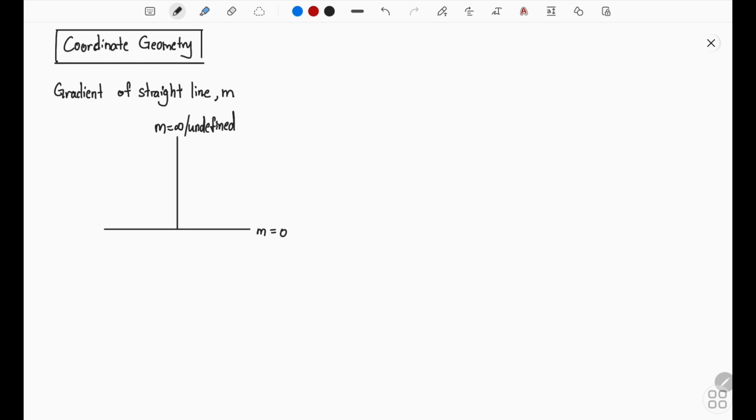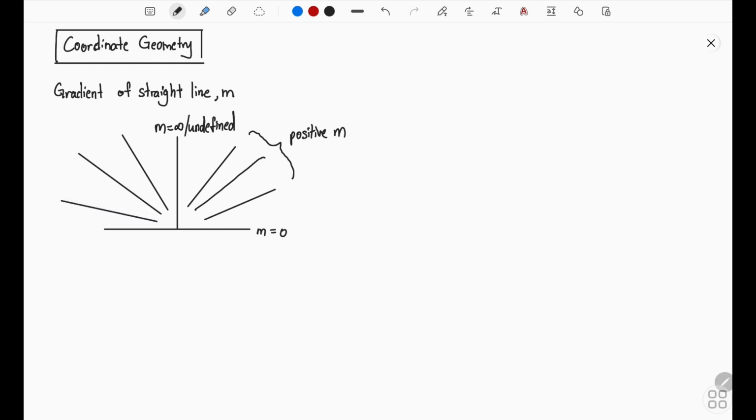And if you have a line that is increasing from left to right, it can be like that, it can be like that, or it can be like that, okay? As long as it's increasing from left to right, it will have a positive gradient. And on the other hand, if you have a line that is decreasing from left to right, it can be like that, or even like that. As long as it's decreasing from left to right, you will definitely have a negative gradient.